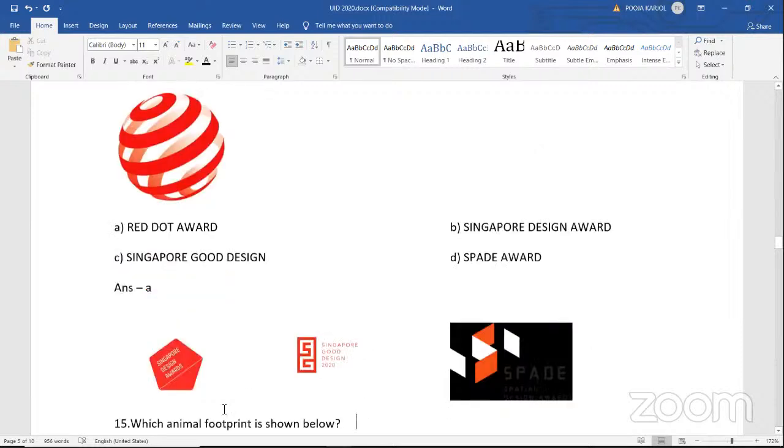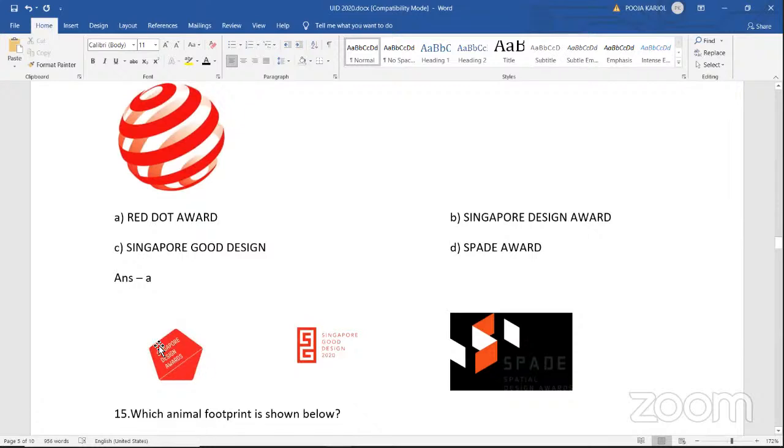Let's see the other, this one, okay? So this is the Singapore Design Awards logo. This is Singapore Good Design 2020, okay? They may change the logo also. This is the Spade Spatial Design Awards, okay? If they give you only this much, you have to guess Spade. Others, you can see, it is written in the logo itself. But if they just cut this much out and ask which logo this is. This is Singapore Design Awards. This is the Singapore Good Design 2020 logo. This is the Spade Award, Spatial Design.